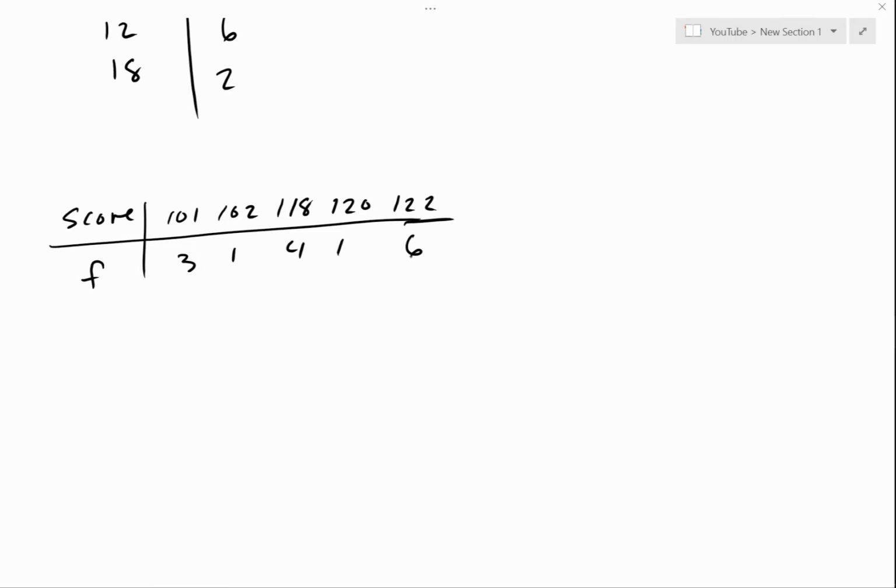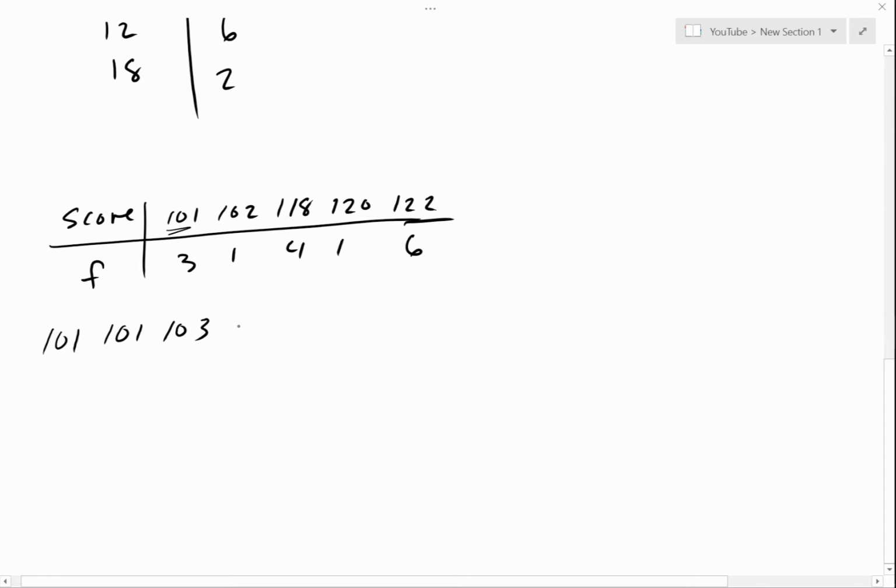And again, you've got to figure out what are the numbers that you're going to write out? Well, it's the scores. Those are the numbers you're going to write out. So how many 101s do I have? 3 of them. So I'm going to write them out.